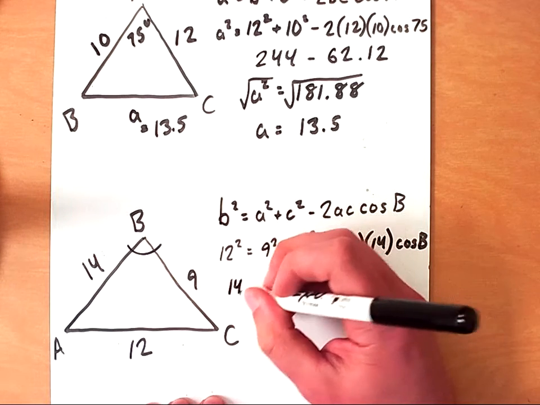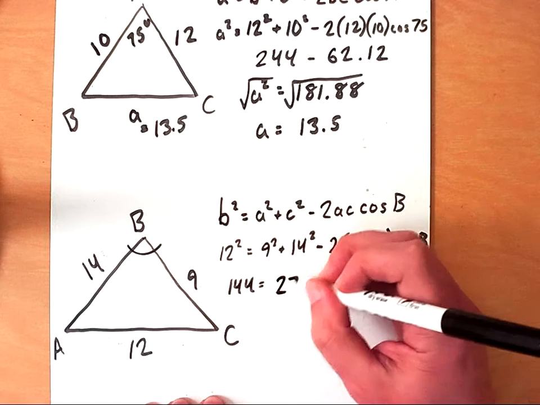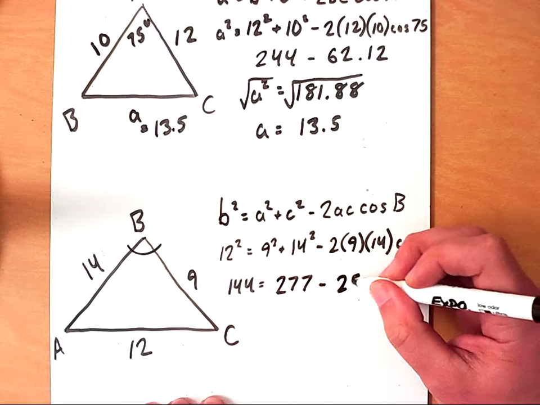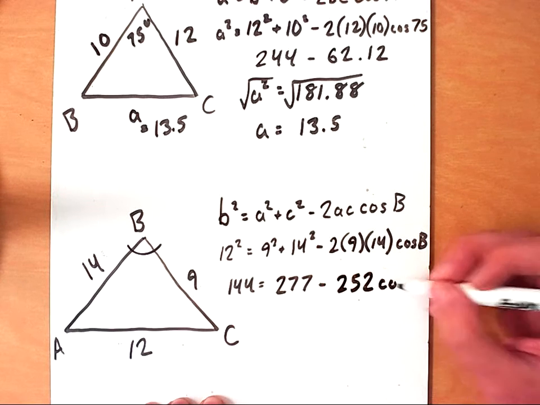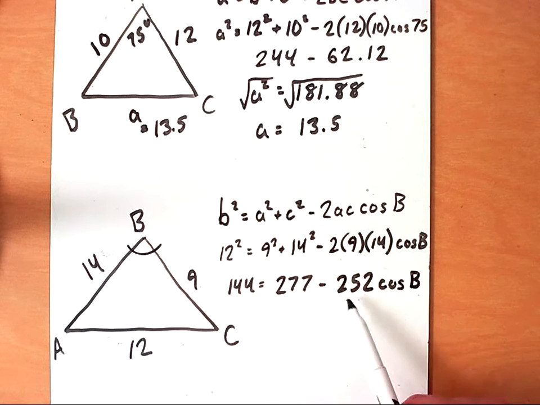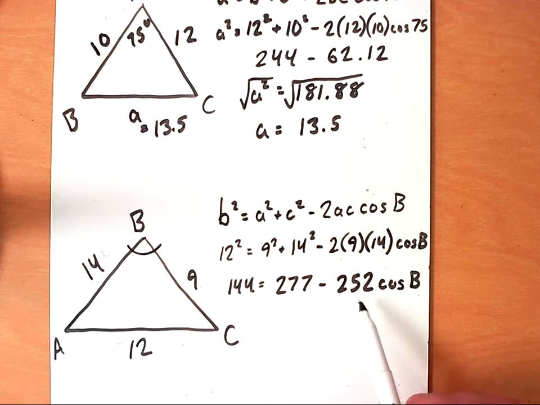So 12 squared is going to give me 144. 9 squared plus 14 squared gives me 277. And then 2 times 9 times 14 gives me 252. Be very careful here. A lot of times people want to try to subtract the 252 from 277, but you can't actually do that because 252 is connected to cosine of b via multiplication. So this would be like trying to subtract 2x from 6. You can't subtract unlike terms.